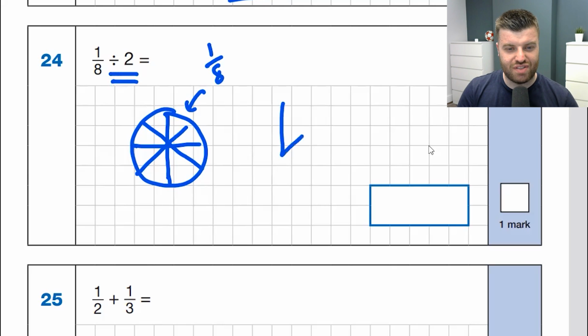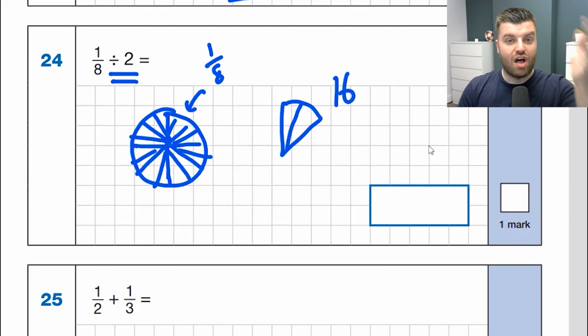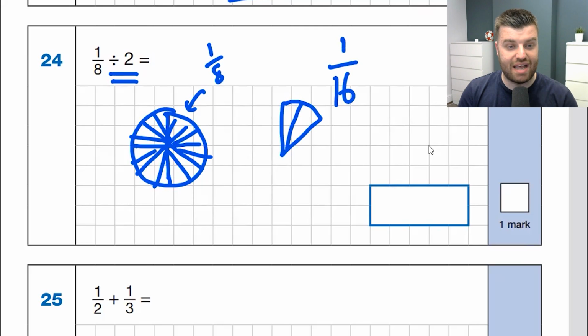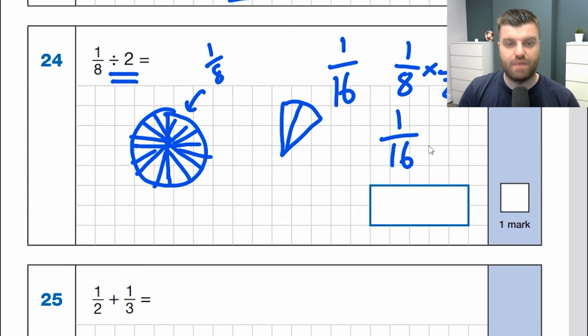So this fraction, this eighth here, is getting smaller. Every single eighth here has been split in half. So before I had 8 pieces, now I have 16. So I know that 1/8 halved would give me 1/16. That's just a different way of working out. What we could have done is 1/8 multiplied by 1/2 by flipping it over, and we would have got 1/16 as well. But there are ways sometimes we can use visual cues to help us. Either way, the answer to this question is 1/16.